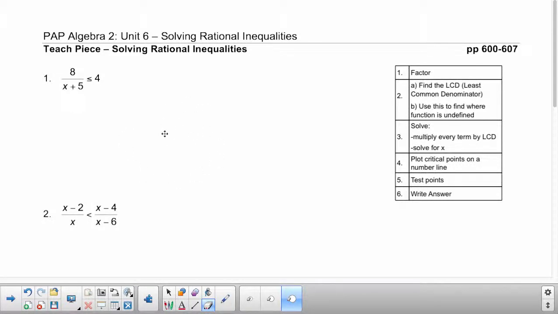Hello! Today's topic is solving rational inequalities. Now, you'll see some similarities back to when we were solving rational equations, and there's also a bit of similarity to back when we were doing inequalities in Unit 5 with radical equations.